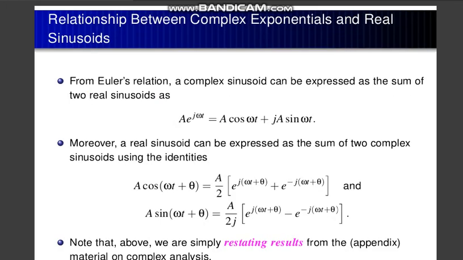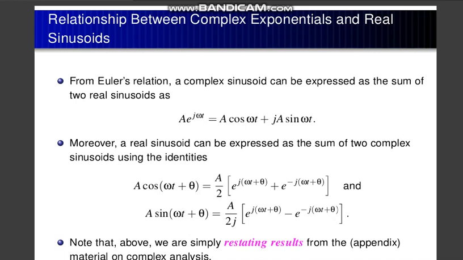Now we are heading towards the next topic, the relationship between complex exponentials and real sinusoids. As you can see here, if we take a e to the power j omega t, and expand e to the power j omega t using Euler's relation, that is cos omega t plus j sin omega t, then a is multiplied with each term by the commutative property.